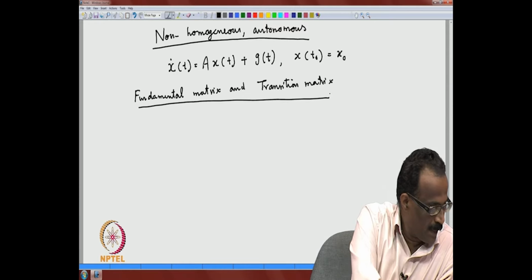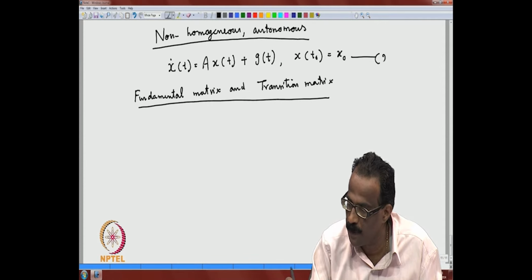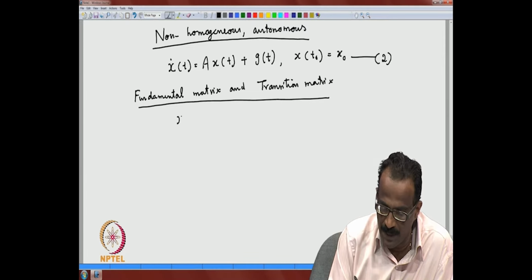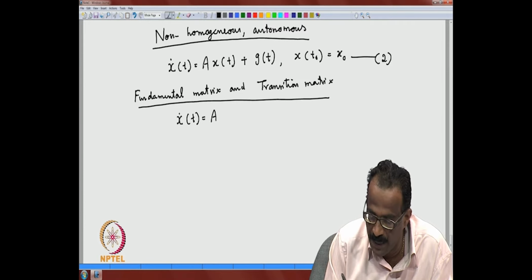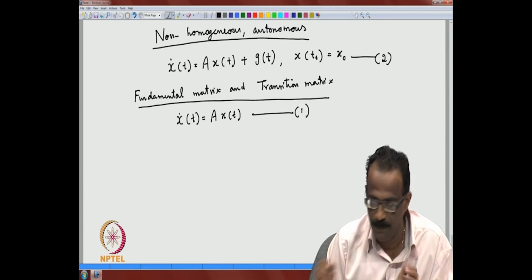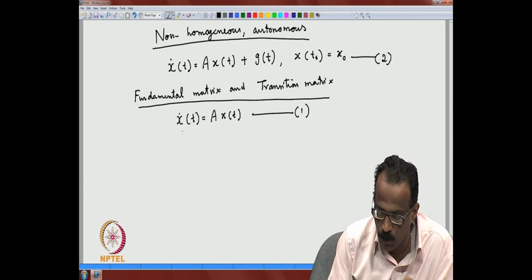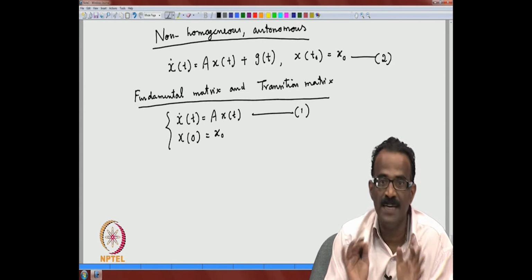So, let me solve this system, the system 2, let me call it, and I am using the same notation A even for the homogeneous system. So, this let me call it 1. This is my 1, and I want to solve this equation with x at 0 equal to say x naught. I can solve for various initial conditions.